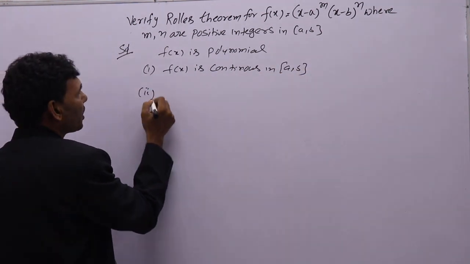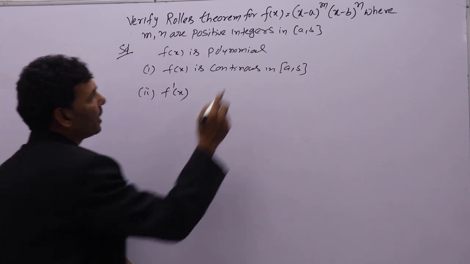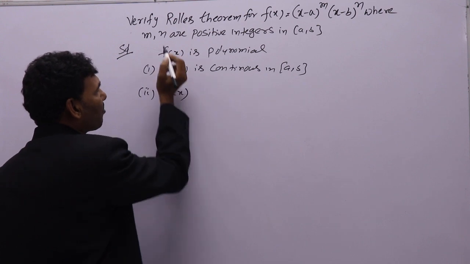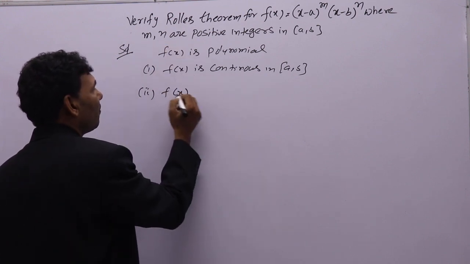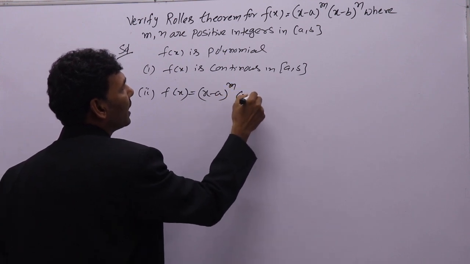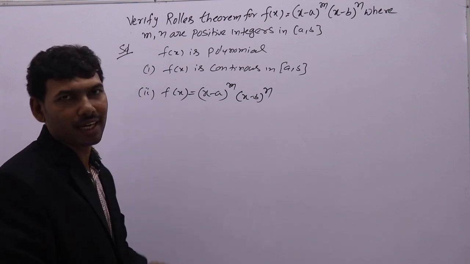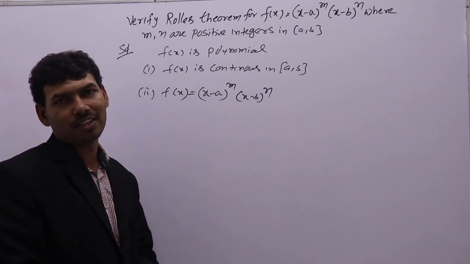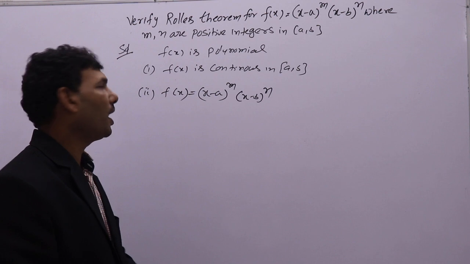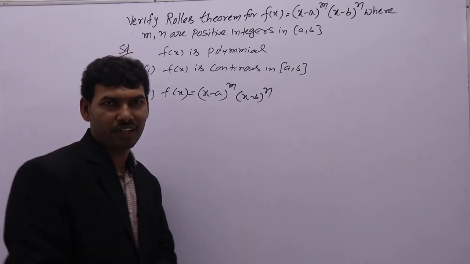If you want, you can check f dash of x. For that you need f of x. I am writing f of x first. F of x equal to x minus a whole power m, x minus b whole power n. If you find f dash of x here, at the end while substituting, f dash of c will be easy. And whenever you want to check differentiability, you have to evaluate f dash of x.